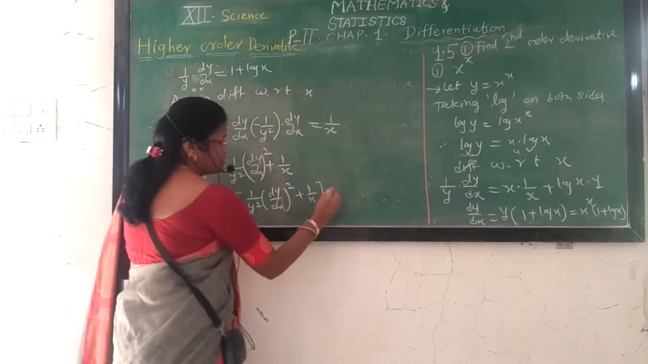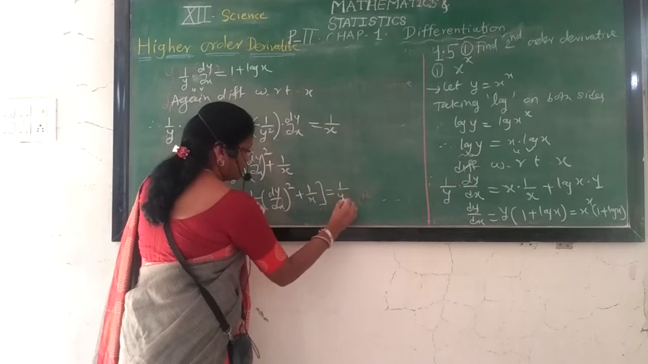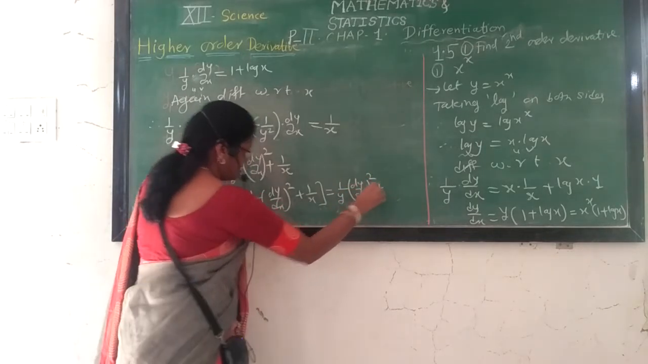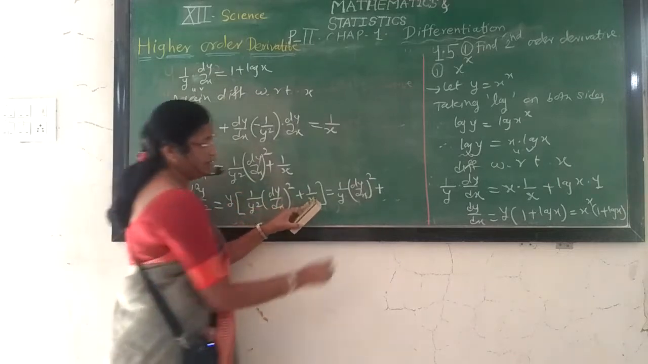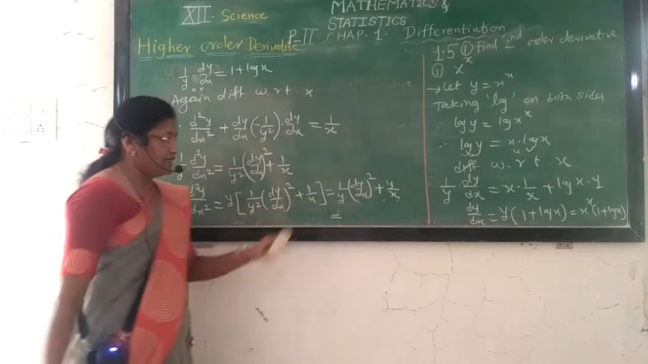For this simplification, we get that value. This y is cancelled for the first term, meaning 1 upon y into (dy by dx) square plus, now this y is multiplied with this, meaning y upon x. So at last we get the answer.